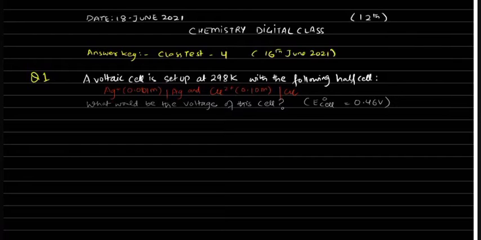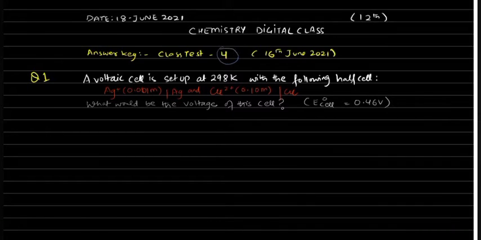Dear students, as you know, yesterday I took your class test, that is class test number 4, on 16th June 2021. Some of the students were asking about doubts related to two numericals. So today I am going to take this session. Hope you will understand.